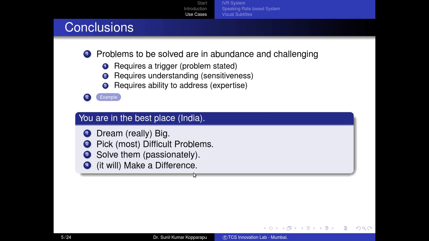For those of you who are in India, I think you are in the best place to come out with innovative and great solutions which can address problems that are India specific. My advice to all of you out there in India who want to do something: dream really big, pick the most difficult problems, solve them passionately, and of course it will make a great difference.